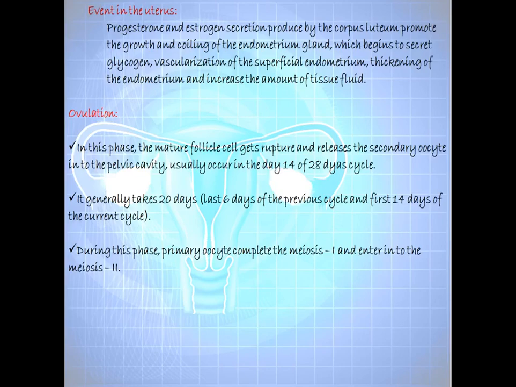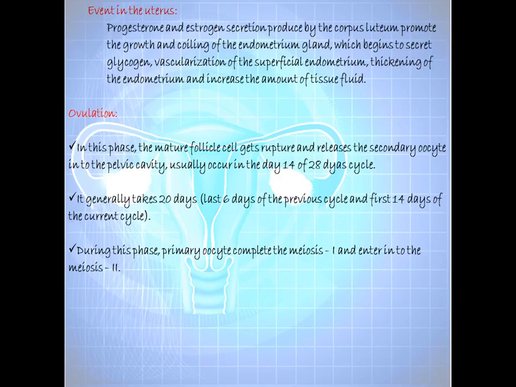In this phase, the mature follicle ruptures and releases the secondary oocyte into the pelvic cavity, usually occurring on day 14 of a 28-day cycle. It generally takes 20 days.